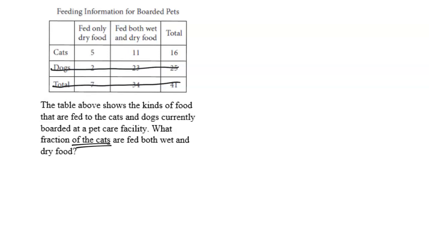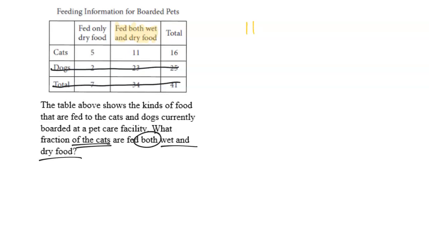Now, we want to know what fraction of the cats are fed both wet and dry food. If we look at this second column right here, this is where we're going to find the number of animals that are fed both wet and dry food. So what we want to do here is put a fraction where the numerator is the number of cats that are fed both wet and dry food. We can see clearly here that that would be 11.